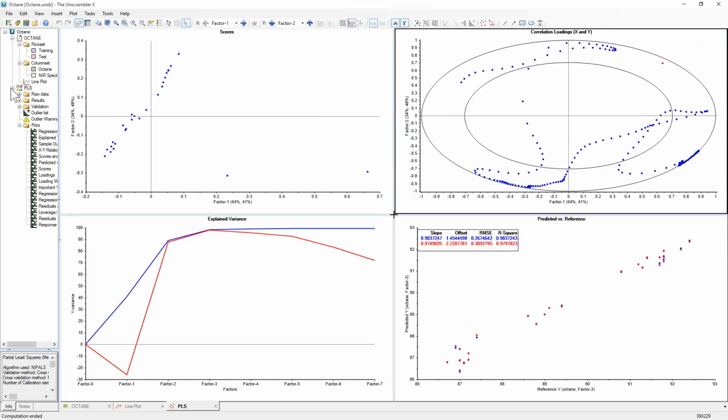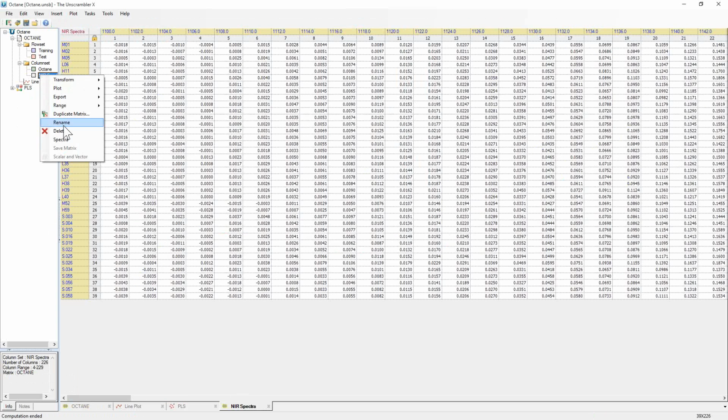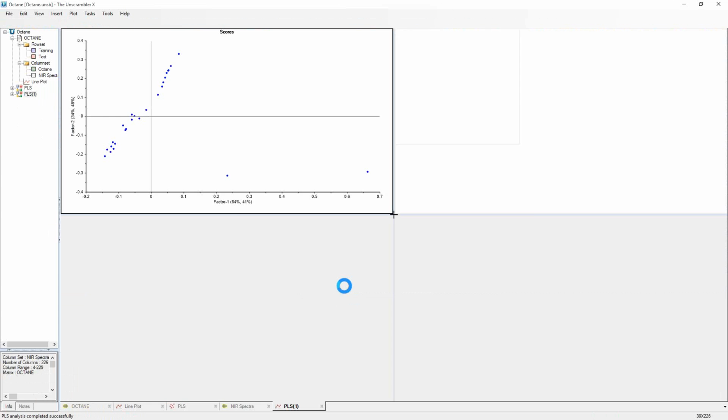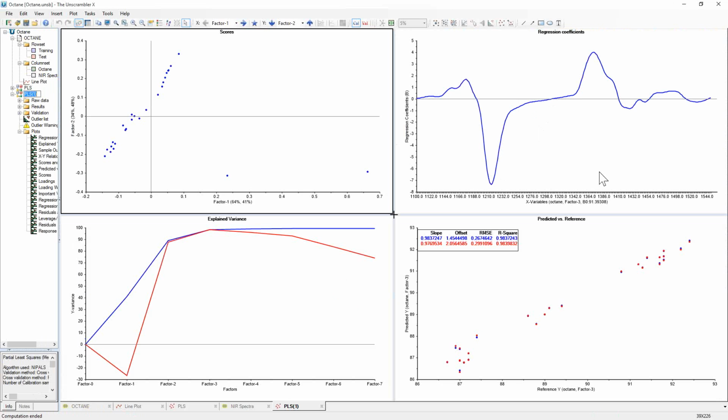So I'm going to recalculate this. I'm going to label my spectra. If I right-click here, I can call it spectra. And now you will see when I run my PLS regression that those plots will now be line plots. This is much easier to interpret when you're looking at spectral data. The peaks are interpreted the exact same way you would a real spectrum. So once this starts to look like a lot of noise, it probably is noise.